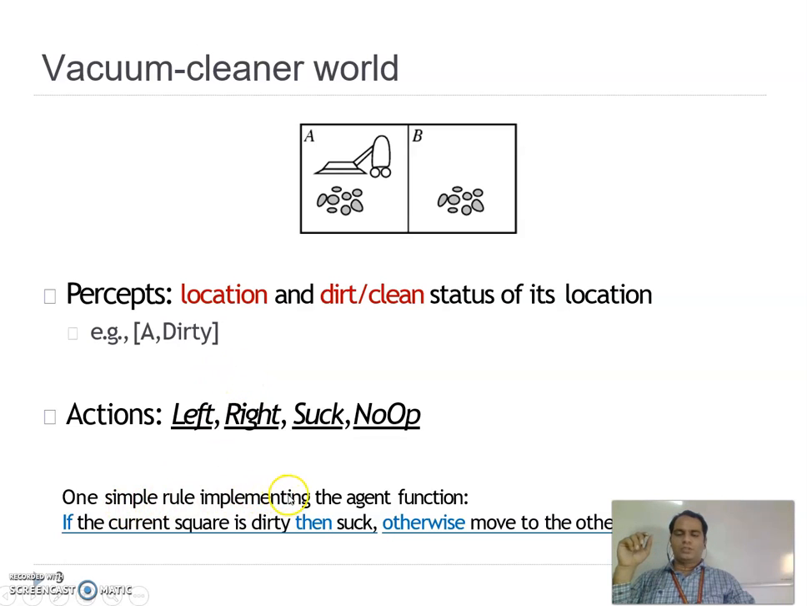One simple rule implementing the agent function we can take as: if the current square is dirty, then suck. Otherwise, move to the other square. So this is how we can build up the conditions for performing the actions.